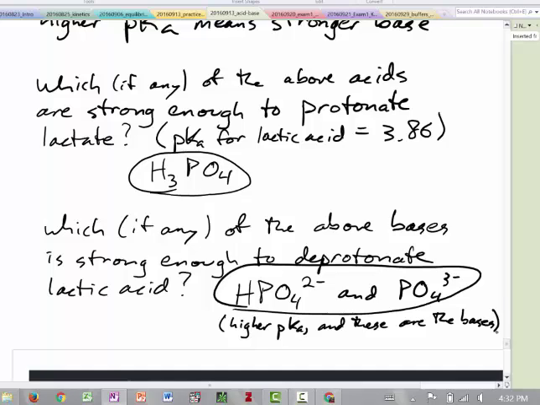Questions or thoughts on polyprotic and polybasic, or is this acid or base strong enough at this stage? Awesome question. So the question was, how much higher or lower? How far away does it need to be? If we are looking for a strong enough acid, how much lower does the pKa need to be than the one I'm looking for? That's the next chapter. That's exactly where we're going.